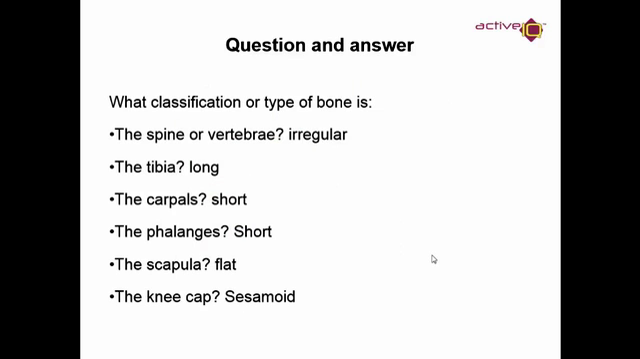To reinforce that, we've got a little bit of a quiz. So the spinal vertebrae is an irregular bone. The tibia in the lower leg, that's a long bone. Carpals are short. The phalanges are the bones that make up our fingers. They are short bones as well. We also have the scapula, which is a flat bone, our shoulder blade. And sesamoid. Sesamoid is the kneecap, or to give it its correct name, the patella.